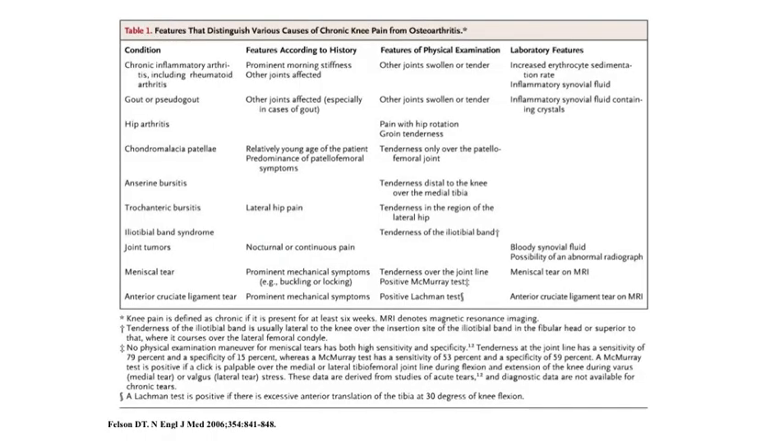I will not go through this table in detail, but I wanted to present it to you as a way to help distinguish the features of OA from other causes of chronic knee pain. For example, rheumatoid arthritis or gout, which are the two most common other arthritides that would affect the knee joint.